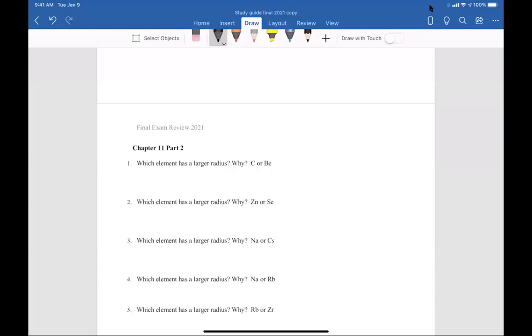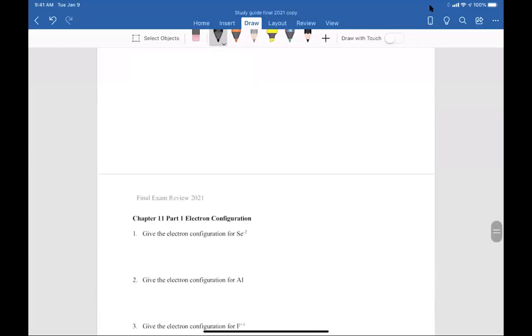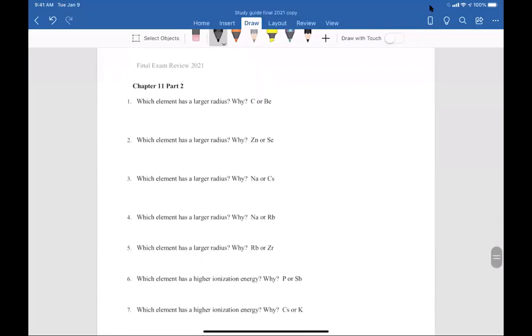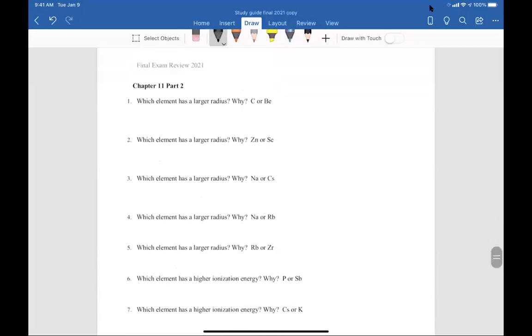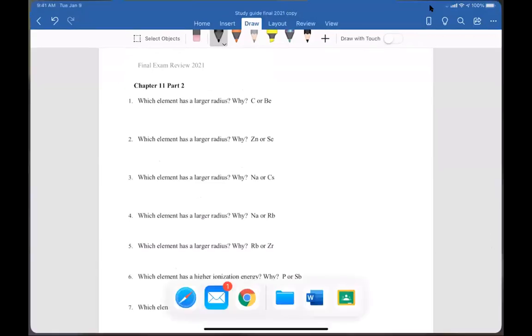Okay, so first things first, we already finished electron configuration. We're going to go into periodic table trends. So that's chapter 11, part 2. Everybody should have this out. Chapter 11, part 2. I think it's page number 11. So it asks, which one has a larger radius, C or BE?